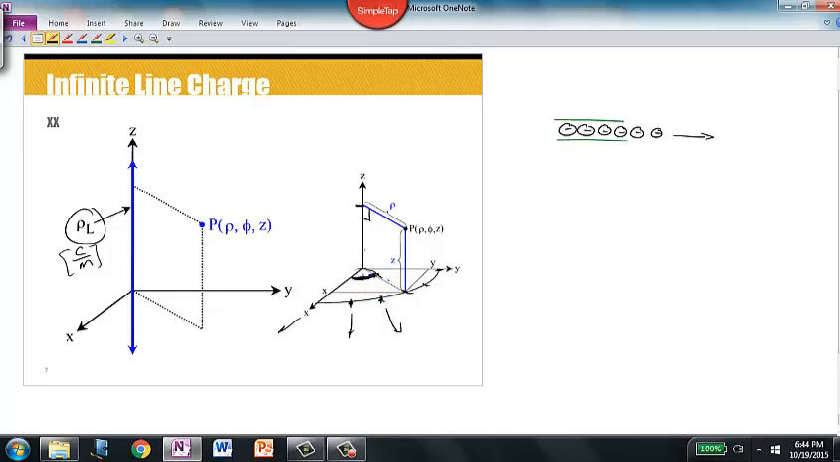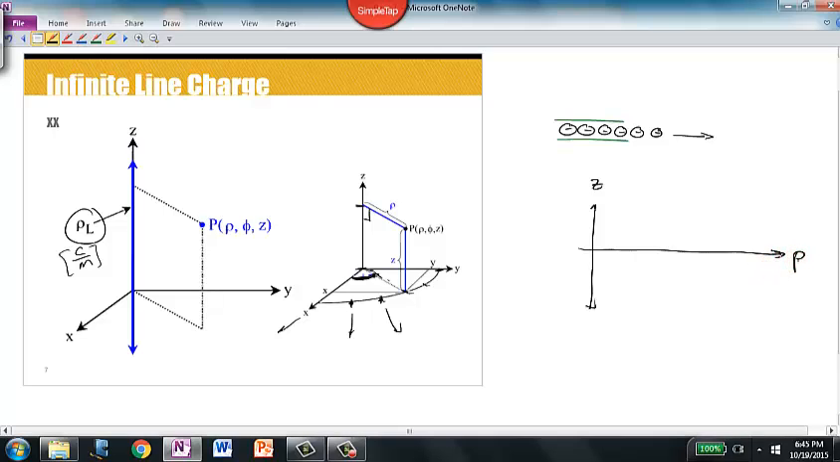So if I fix rho, which is this length, and I fix z, which is the height here, I'm going to get the same value of E no matter what value of phi I choose. What's useful about this observation is that it allows us to analyze the problem only in the z and rho plane. So we will plot the effects of this uniform charge distribution, the infinite line charge along the z-axis, this axis here, and then along the rho axis here.